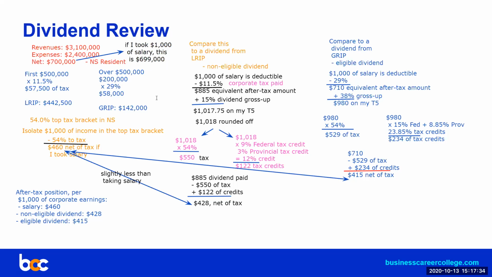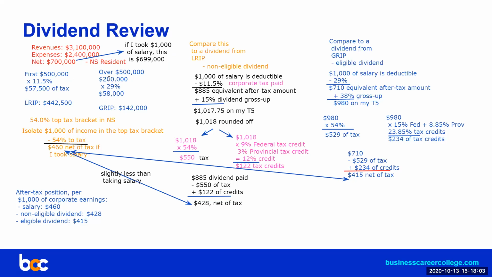Agreed? Because it's a deductible expense. That's exactly right. But if I take $1,000 of dividend, it doesn't change that 700,000. So I have to compare the after-tax amount paid out of the corporation as a dividend to the pre-tax amount that's paid as salary.